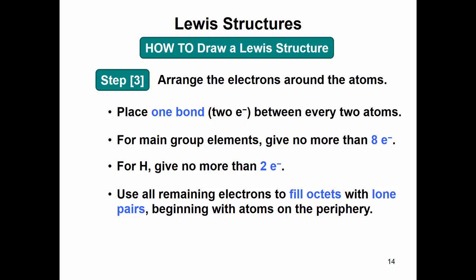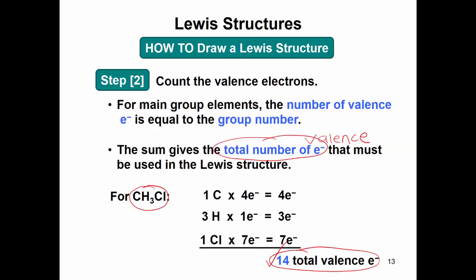Then you arrange the electrons around the atoms and you place bonds between your atoms. For your main group elements, you need 8 electrons around each of those, and for hydrogen you only need 2 electrons around. Any remaining electrons you fill the octets with as lone pairs. That's a lot of words, so let's go back here and finish this one out. So we have CH3Cl.